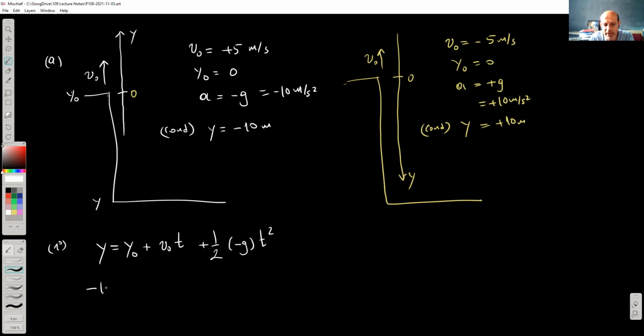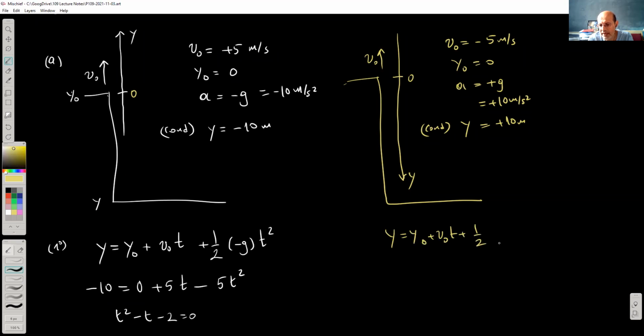So in any case, we get minus 10 is equal to 0 plus 5t minus 5t squared, right? That's the equation. Or if I just collect everything on one side, I get t squared minus t minus 2 is equal to 0. So that's the equation. Or if I do the same thing with this one, I'm just going to write down the same equation.